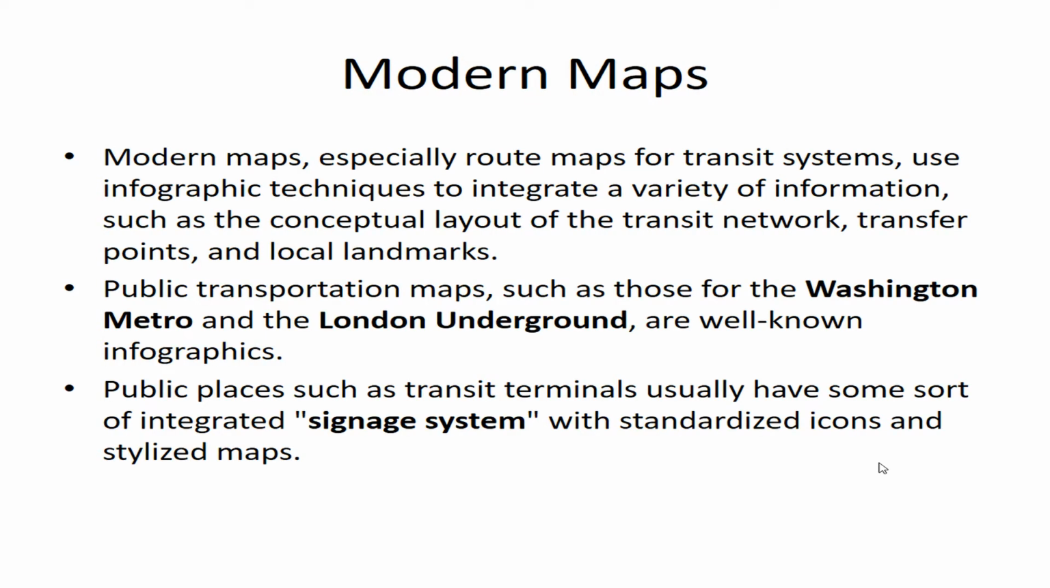Modern maps, especially route maps for transit systems, use infographics techniques to integrate a variety of information such as the conceptual layout of a transit network, transfer points, and local landmarks. Public transportation maps, such as those for the Washington Metro and London Underground, are well-known infographics. Public places, such as transit terminals, usually have some sort of integrated signage system with standardized icons and stylized maps.